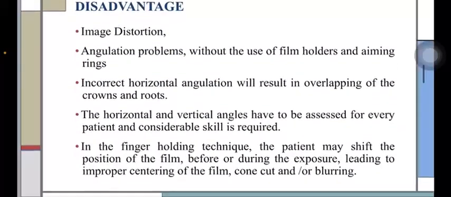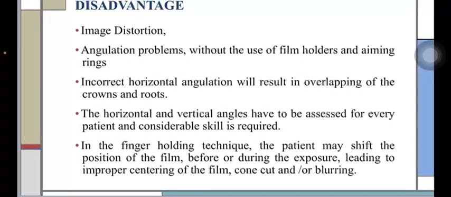The disadvantage is that image distortion is very commonly seen in this procedure. Angulation problems are always there because of the aiming of the film holder. Incorrect horizontal angulation will result in overlapping of the crown, and incorrect vertical angulation will cause film shortening or magnification.